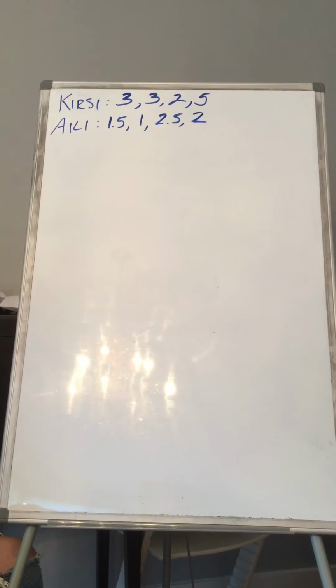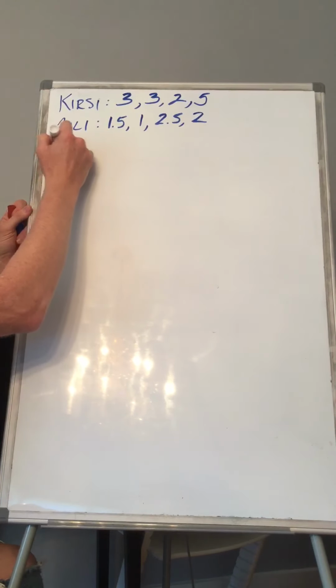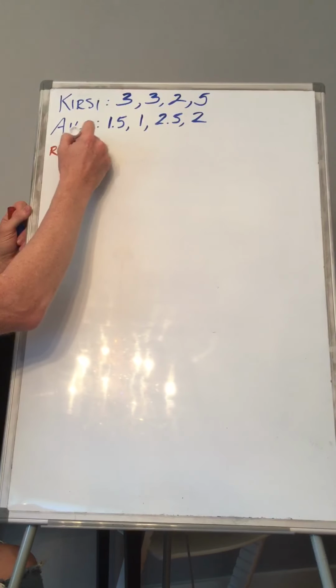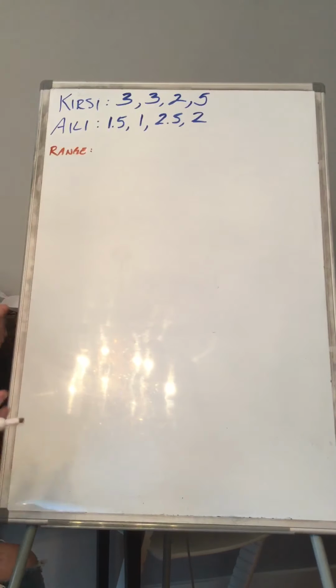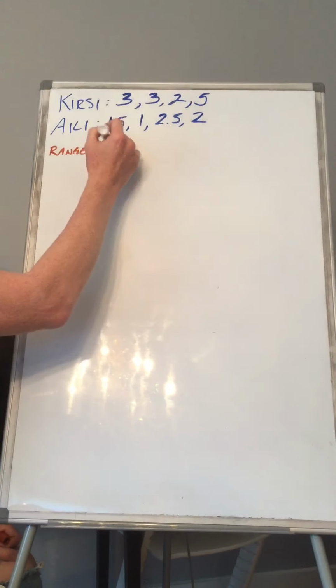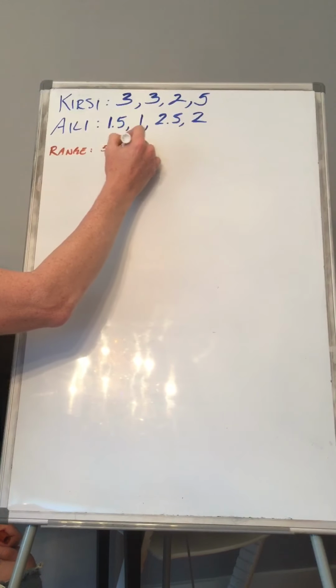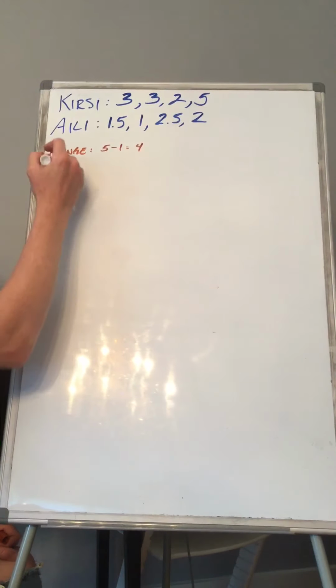If this is all of the data, looking at all the data, we'll first go with the basic stuff. The range of all of this data would be our highest subtracted our lowest, so that would be 5 take away 1, which is 4.